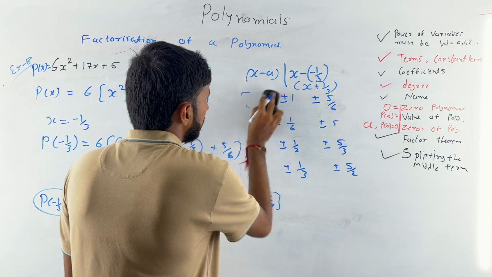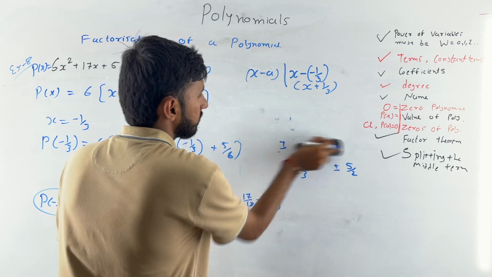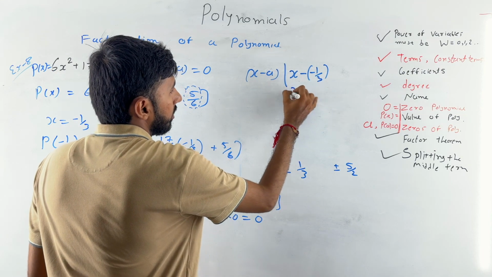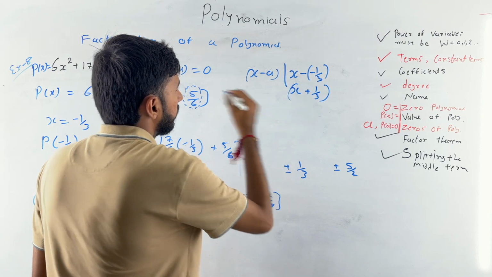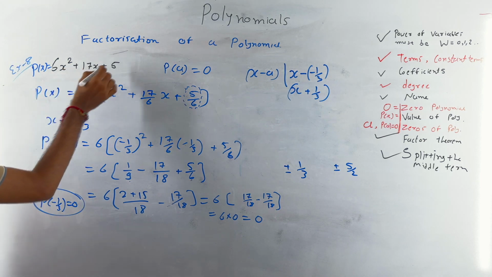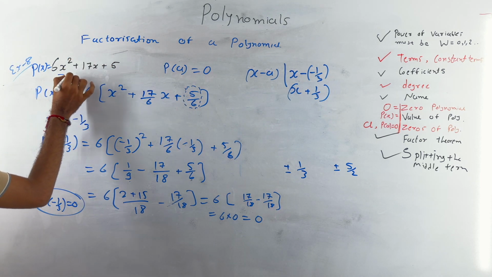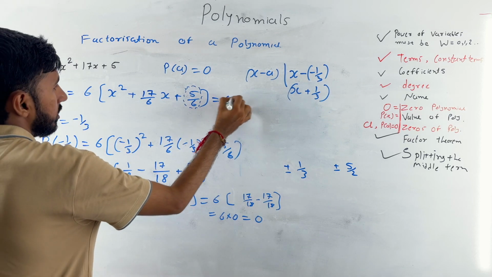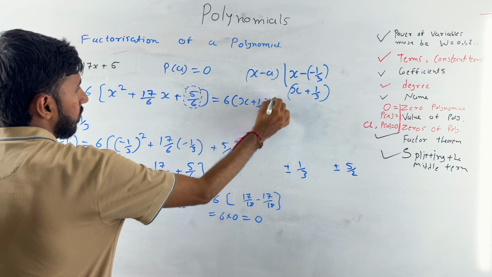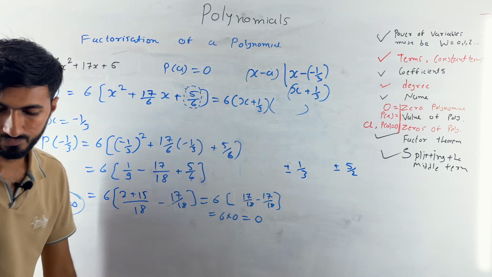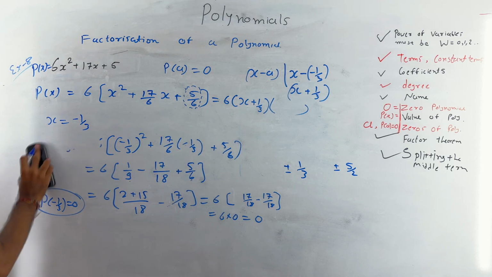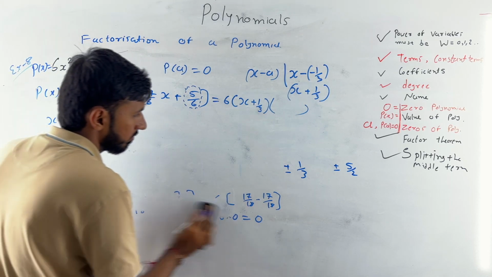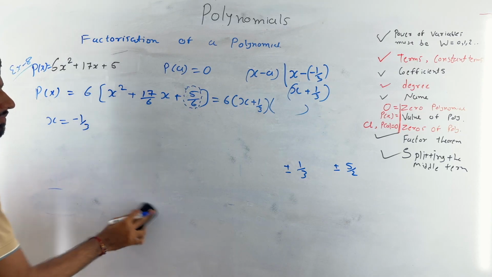So I can say x plus 1 by 3 is a factor of this polynomial, right? If you want to write it, you can write it like this: this will be equal to 6 multiplied by (x plus 1 by 3). Now we have to find another factor also. So we have to put a different value of x and check whether my answer will come 0 or not. So I have used minus 1 by 3.